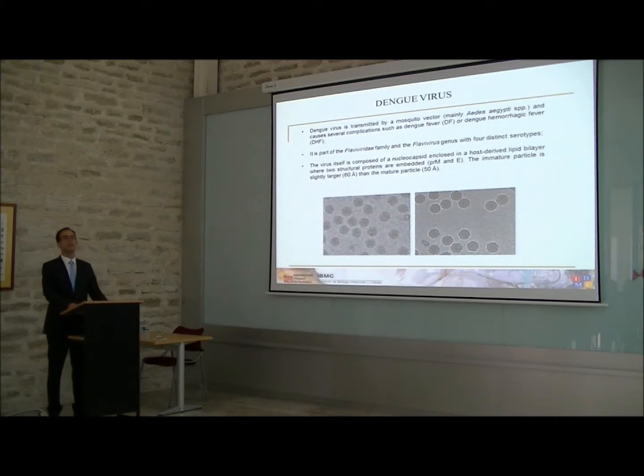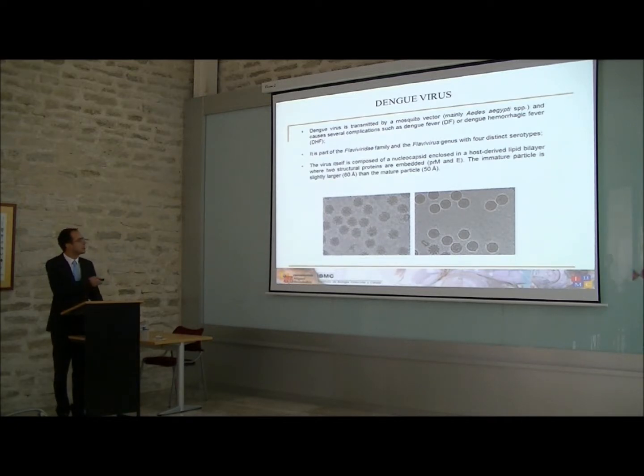Dengue virus is transmitted by a mosquito vector, and people affected by this disease develop distinct symptomatology. For instance, dengue fever, or in more severe cases, dengue hemorrhagic fever, dengue shock syndrome. This virus is part of the Flaviviridae family and the Flavivirus genus. It has 4 distinct serotypes, and the virus itself is composed of a nucleocapsid enclosed by a host-derived lipid bilayer, where 2 of the structural proteins are embedded.